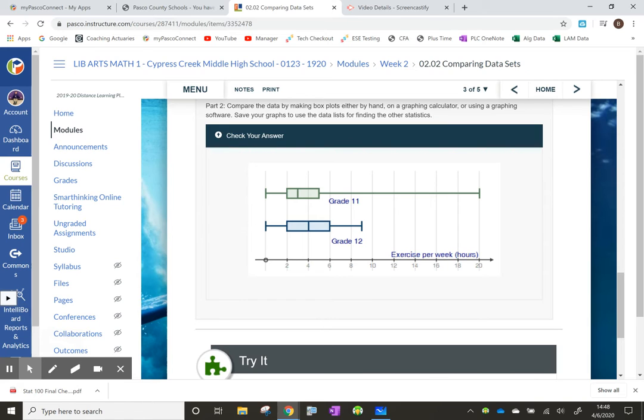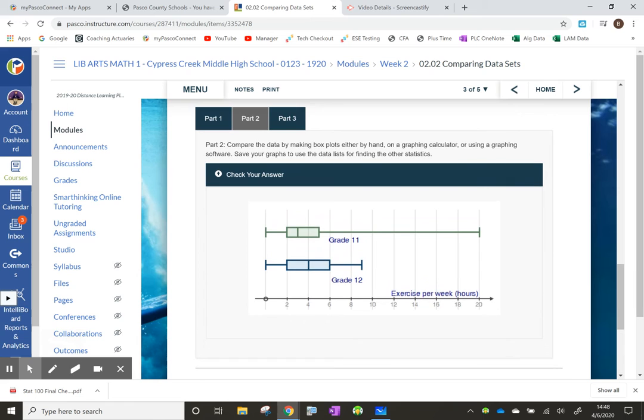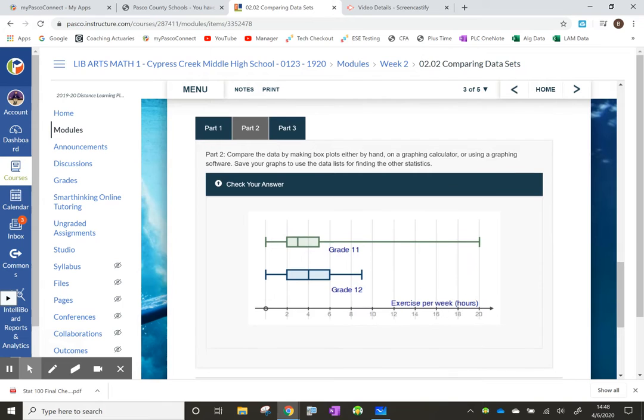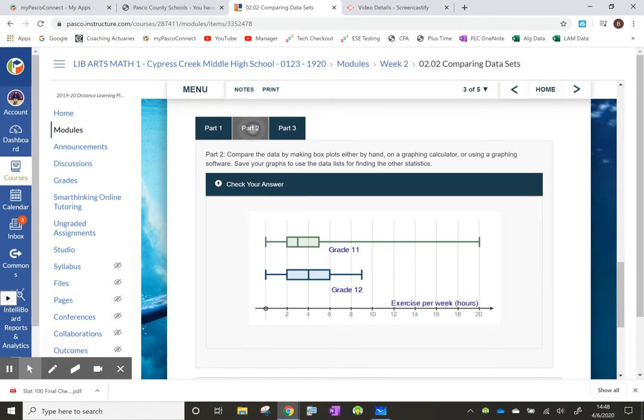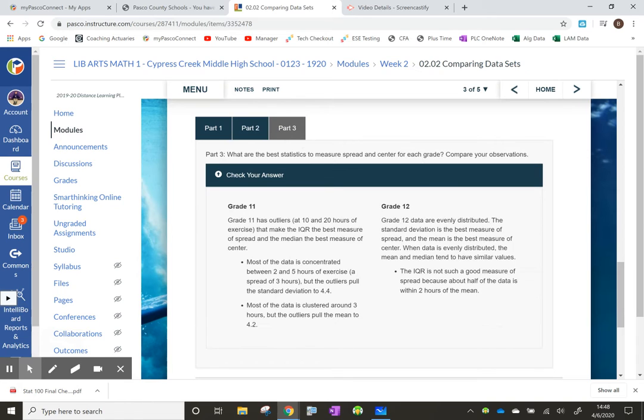Now notice how spread out grade 11 is. Grade 11 is very spread out. You got that long whisker right there. So when we're going to answer these questions, part 3, what are the best statistics to measure spread and center for each grade? So grade 11, because it has such big outliers at 10 hours and 12 and 20 hours, thus you see that very long whisker, it would be best to use the median as the measure of center and the interquartile range as its spread, if you will.